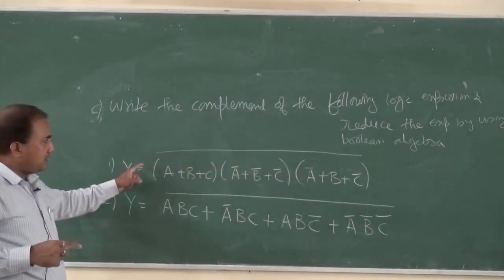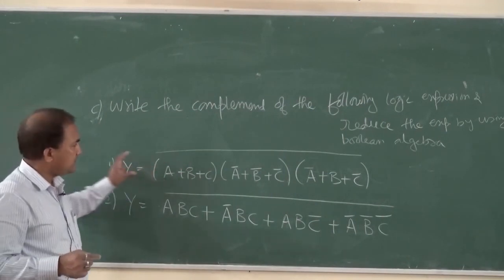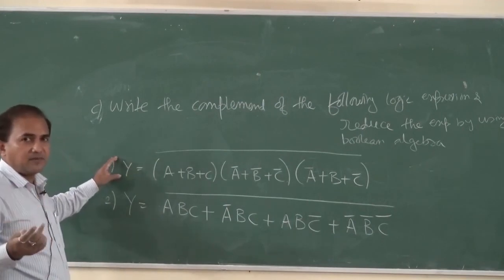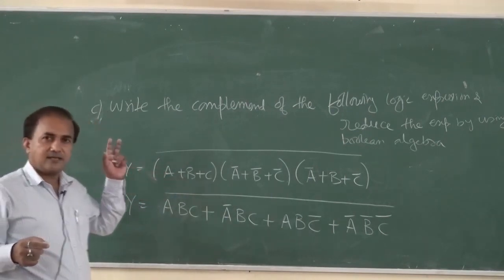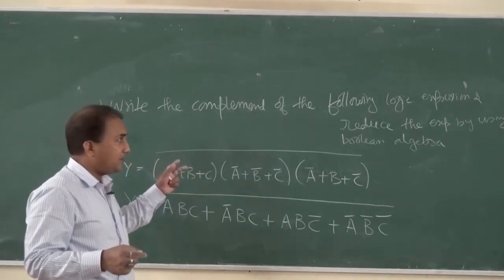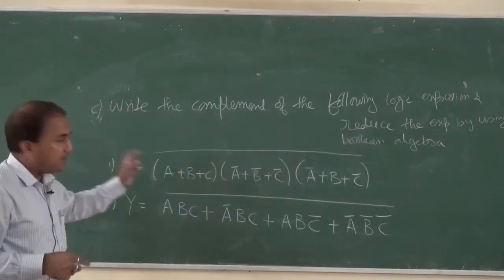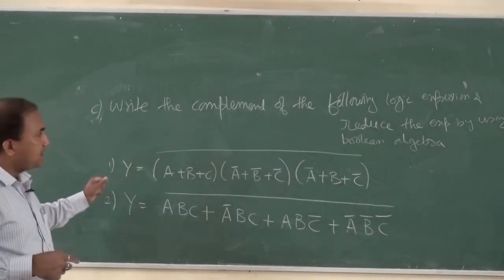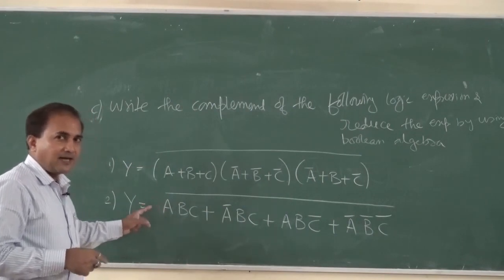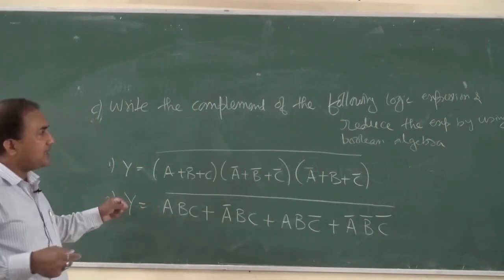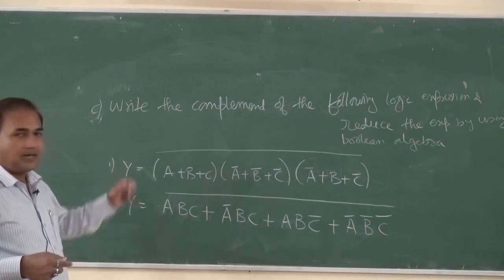For this you have to use De Morgan's theorem. How can you complement this function? By using De Morgan's theorem. After using De Morgan's theorem, you have to use Boolean algebra to reduce the complement. Similarly, for the second one, you again have to use De Morgan's theorem, and then you can reduce the complement by using Boolean algebra.